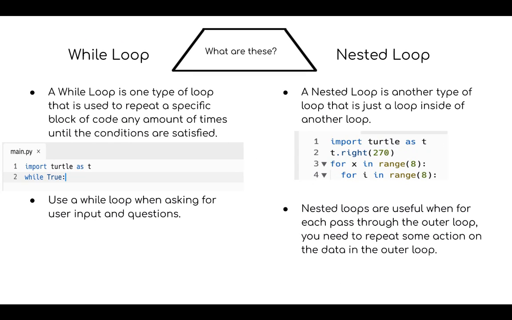Next up is the nested loop. A nested loop is another type of loop that is just a loop inside of another loop. As you can see in the picture, it's a loop inside another loop, but the first variable is different from the second variable. You can also put different increments, like here I put 8 and 8, to make a hexagonal form, or just a shape. Nested loops are useful when, for each pass through the outer loop, you need to repeat some action in the data in the outer loop.